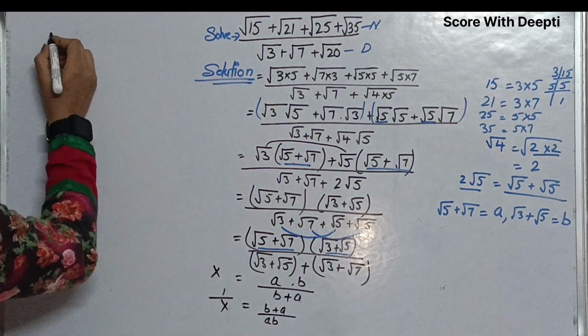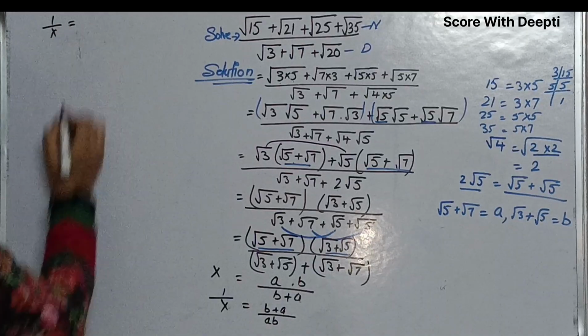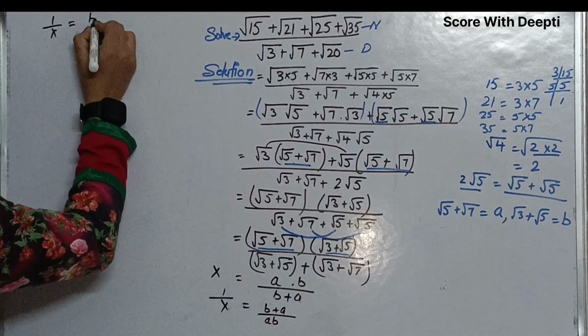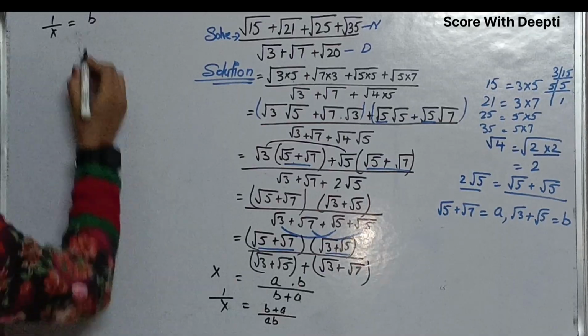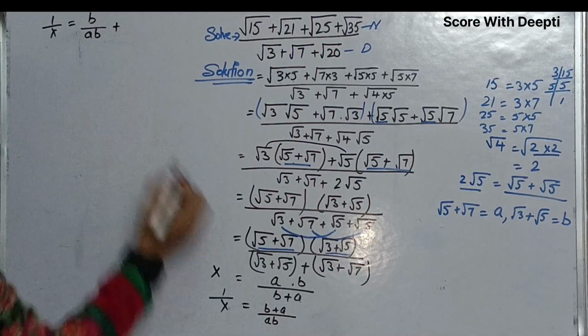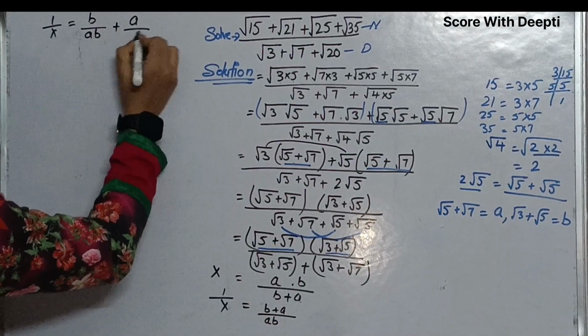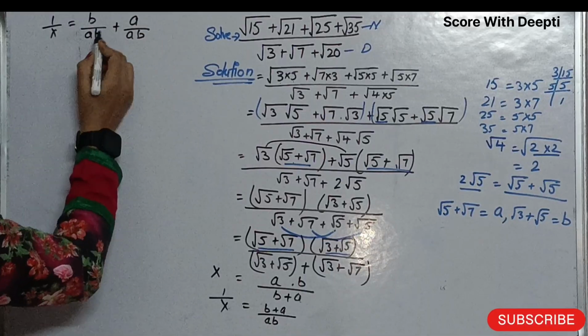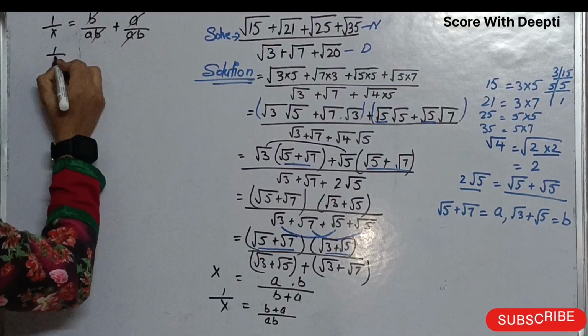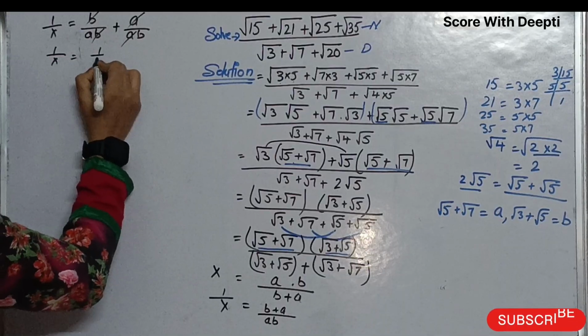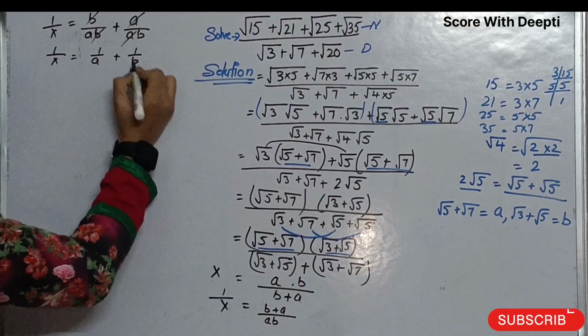Next we will write 1 over x equal to (b plus a) over ab. It means we will write b over ab plus a over ab. This b cancels with this b, this a cancels with this a, and 1 over x equals 1 over a plus 1 over b.